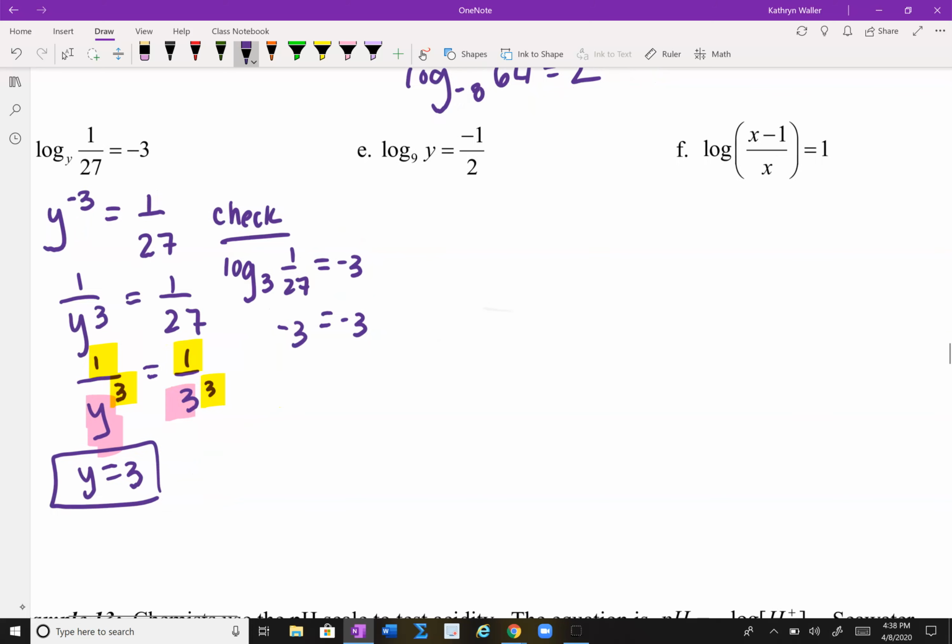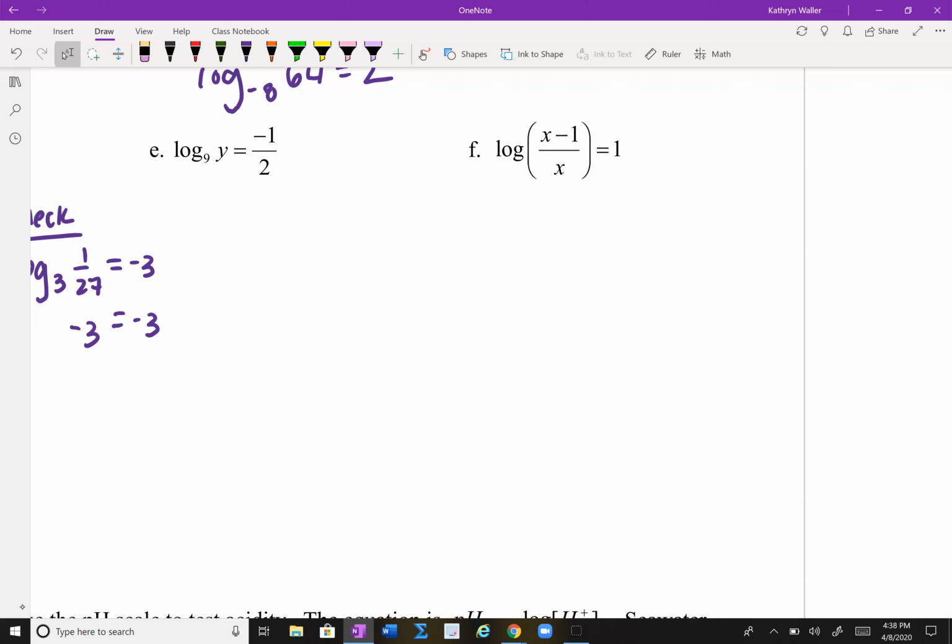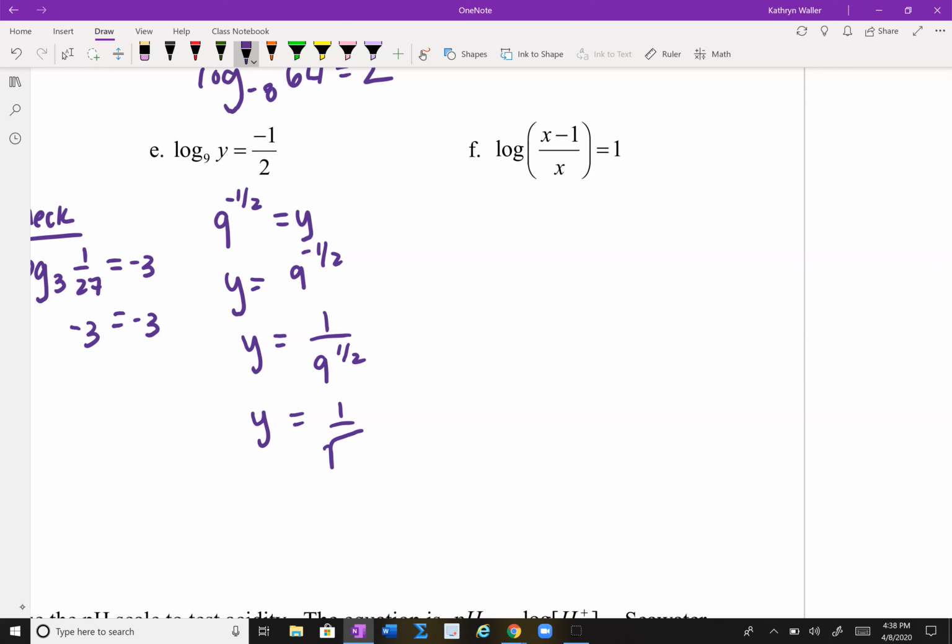Okay, so question E, you're stuck, so you convert it. So it's 9 to the negative 1/2 is equal to y. I'm just going to switch those around like that. Okay, I have a negative exponent, so I'm going to take that negative exponent and pull it down, and now it's a positive. 9 to the 1/2 is the same thing as the square root of 9, and the square root of 9 is 3. So I got 1/3.